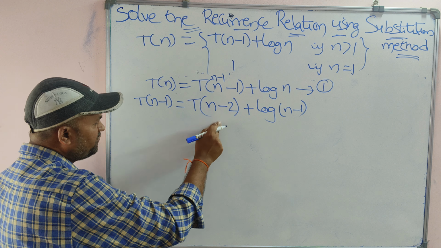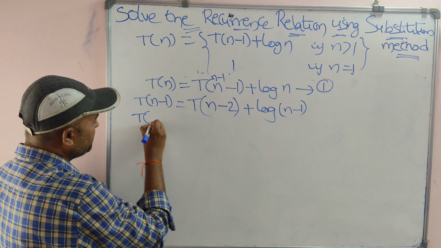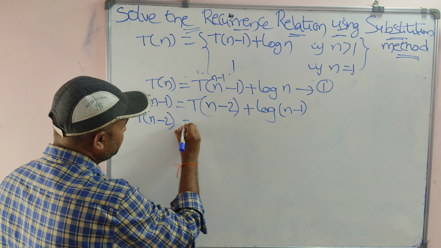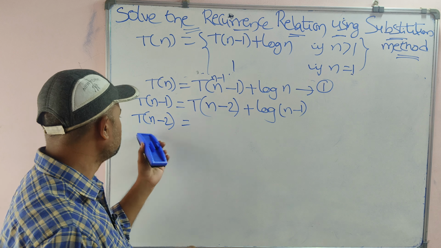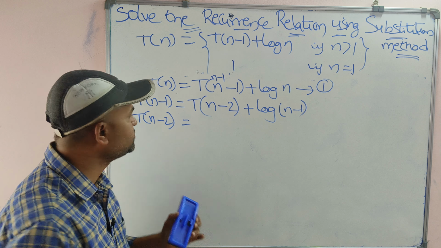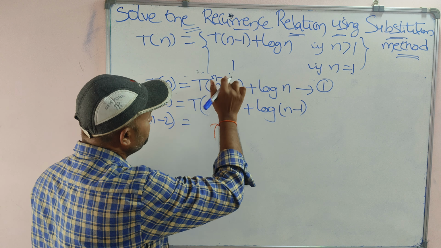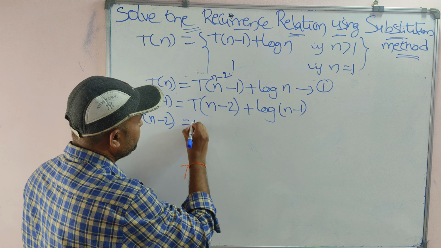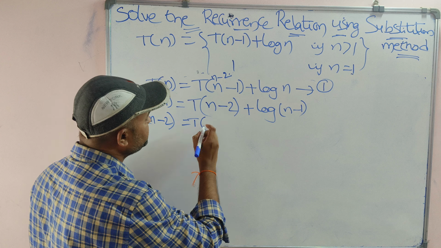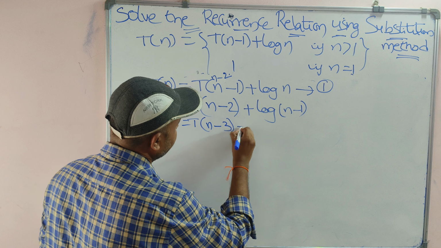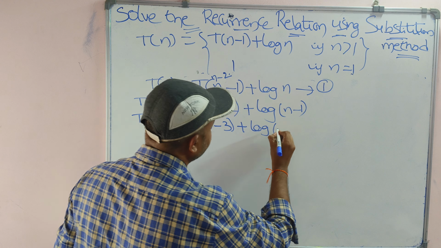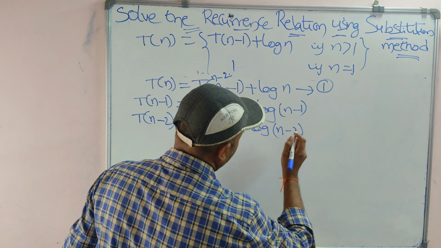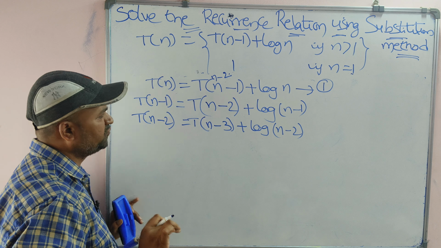Next here we have T(n-2). So derive the formula for T(n-2). So T(n-2) equal to, already we know what is T(n). So in order to get T(n-2), in place of n substitute n-2. So T of n-2-1 means n-3, plus log of, in place of n we have to substitute n-2. So this is the T(n-2) formula.